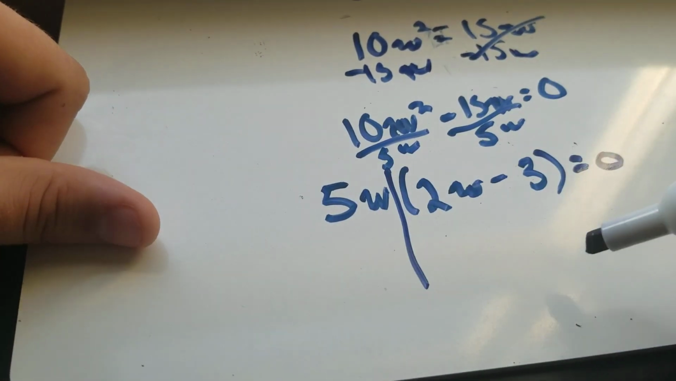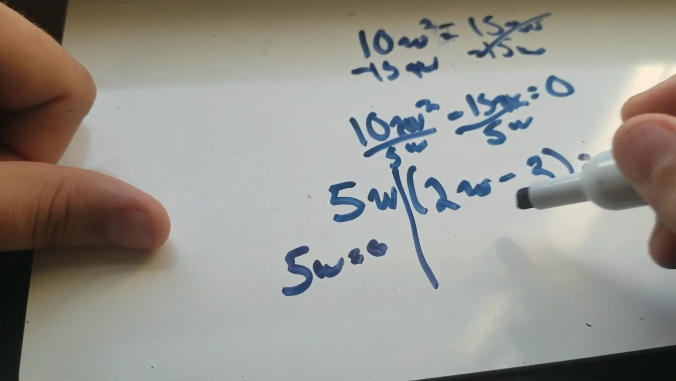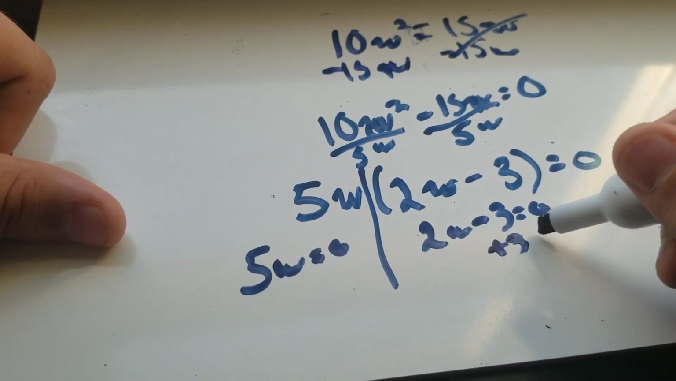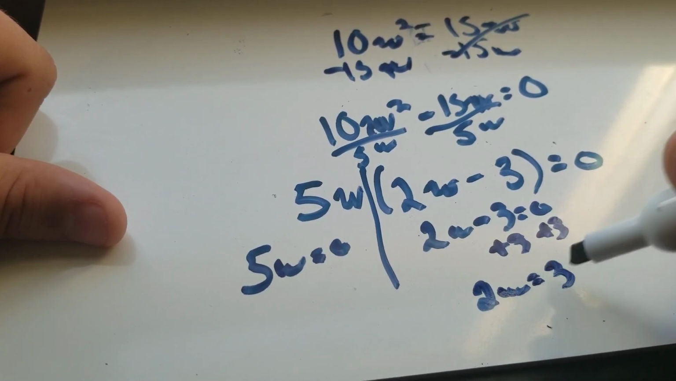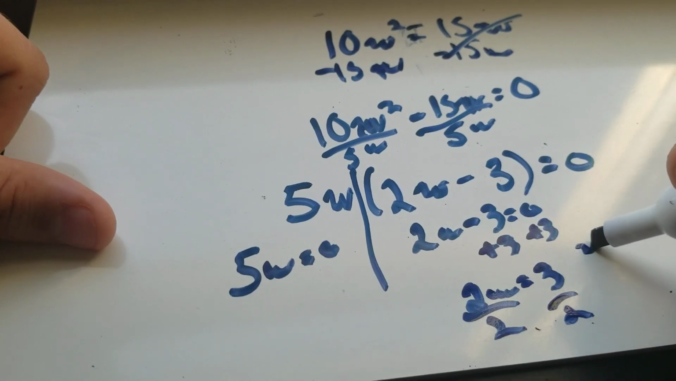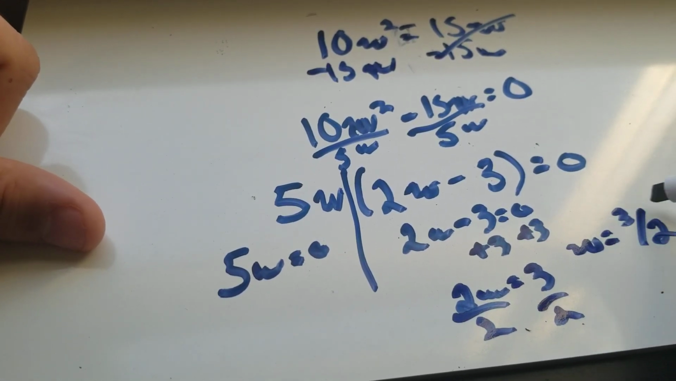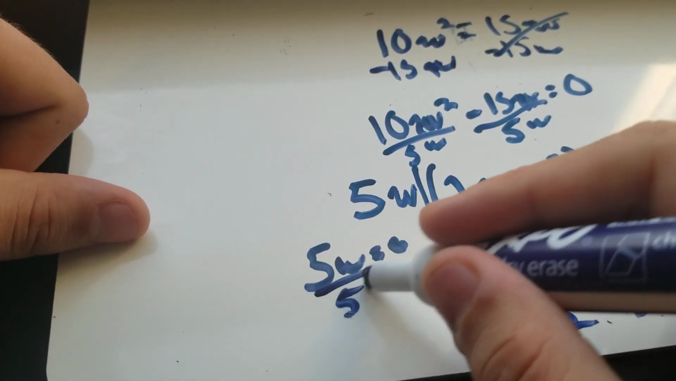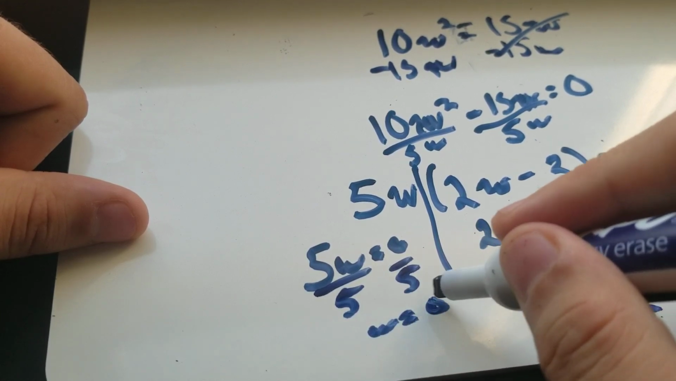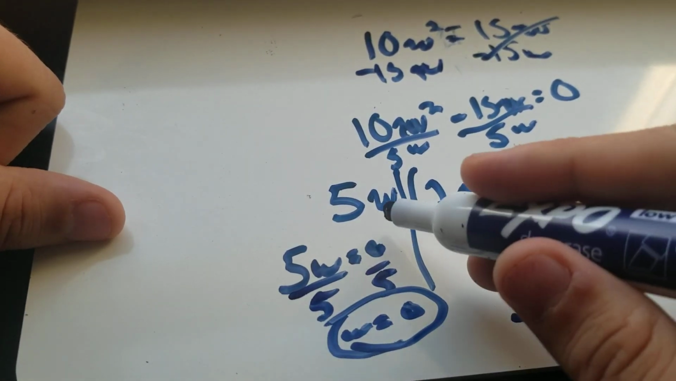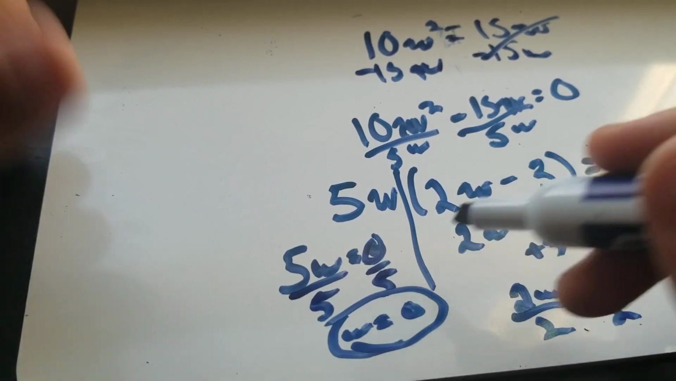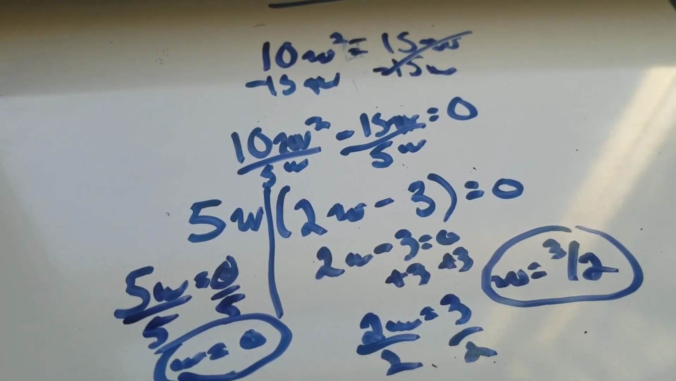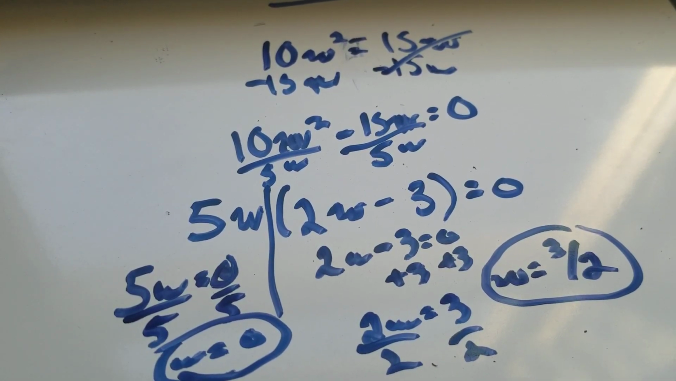All right, time to split the line. 5w equals 0, and 2w minus 3 equals 0. For this one, I'm going to do plus 3 on both sides. So 2w equals 3. Then divided by 2 on both sides. W equals 3 over 2. And then 5w equals 0. Divided by 5, divided by 5, w equals 0. Because 0 divided by 5 is still 0. 0 divided by anything is still 0. So your two answers are 0 and 3 over 2 (3.5 as a decimal). That covers basically what I want for this section.